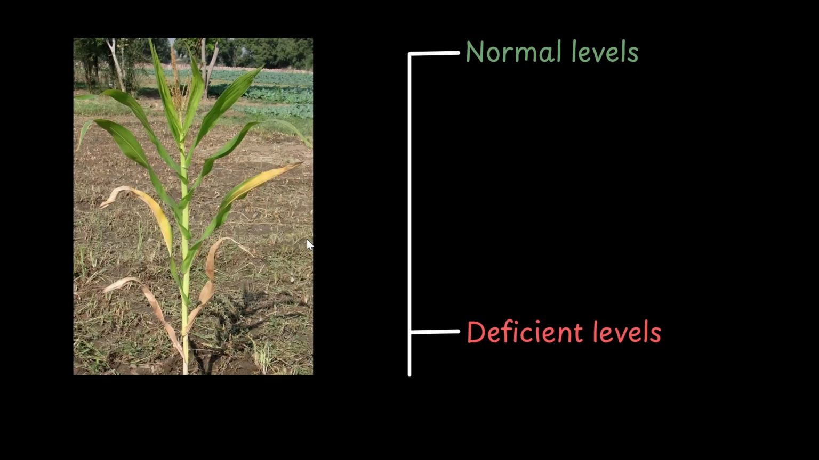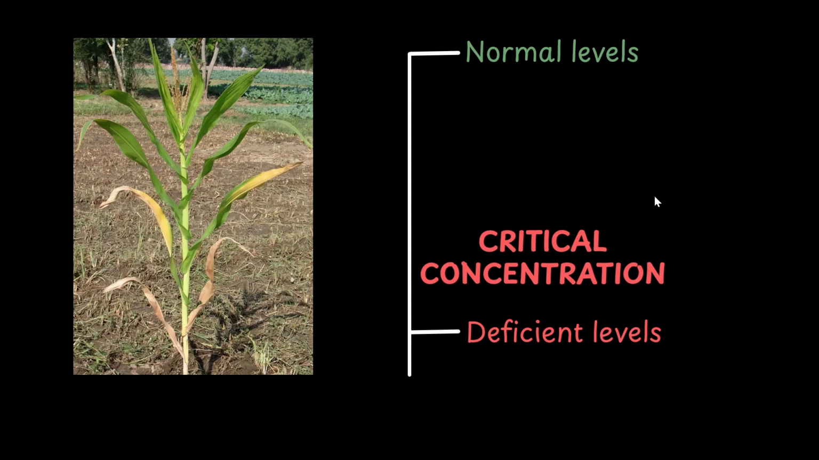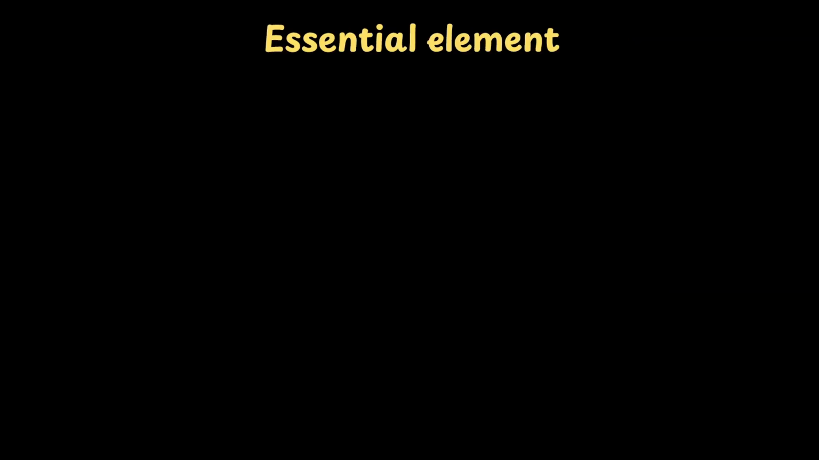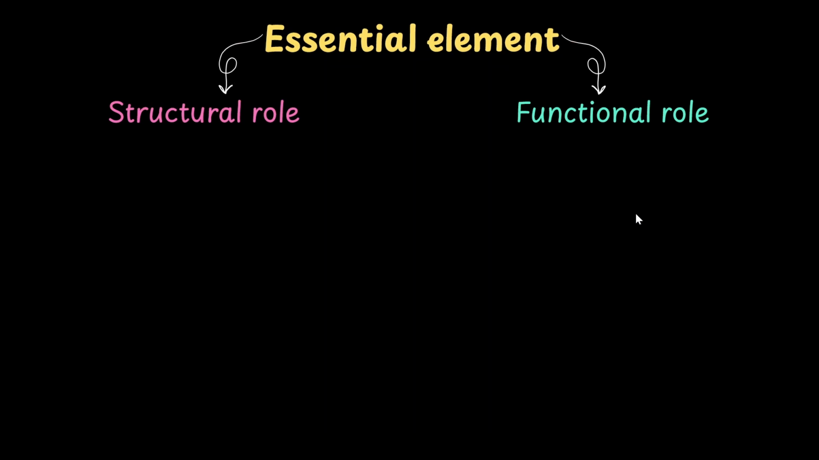When this concentration goes beyond a certain level, it becomes deficient. And when the essential elements become limited, it would lead to retarded plant growth. The level below which the levels become deficient is said to be the critical concentration. Because the normal levels for different elements are different, the critical concentration of these elements can also vary from one element to another. Essential elements have either a structural role or a functional role in plants.